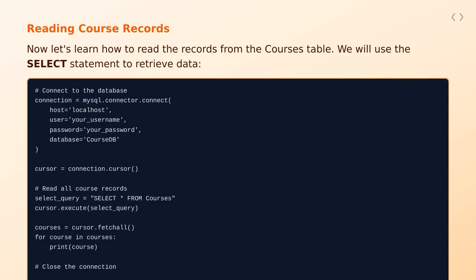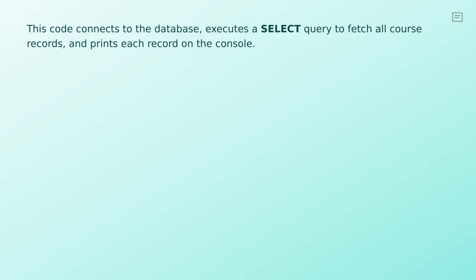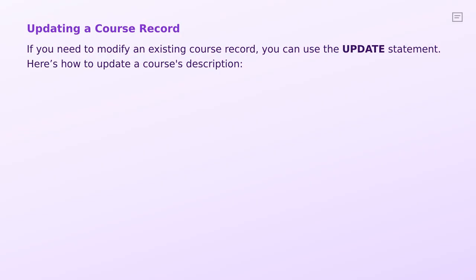Next, reading course records. Now let's learn how to read the records from the courses table. We will use the select statement to retrieve data. See the example on this slide. Pause if you want to study the details. Now, this code connects to the database, executes a select query to fetch all course records, and prints each record on the console.